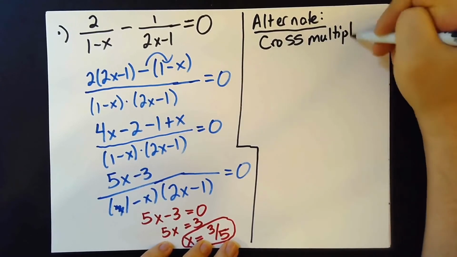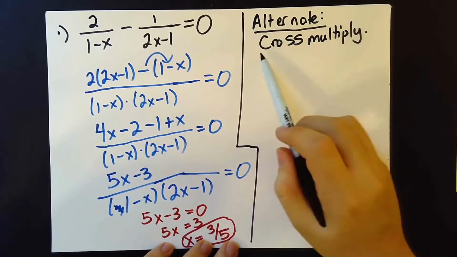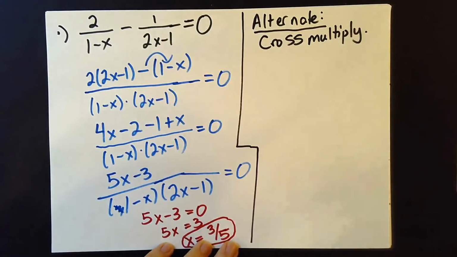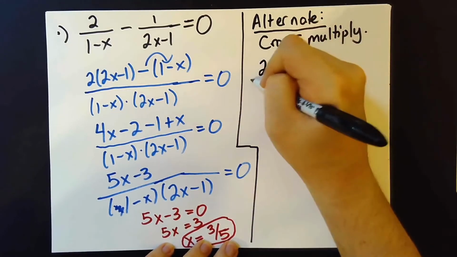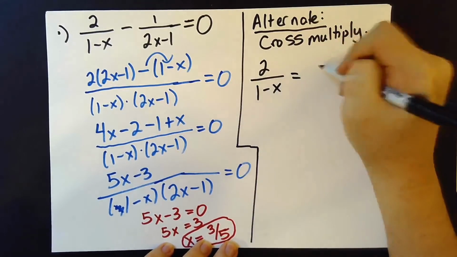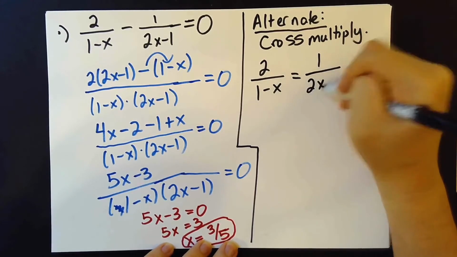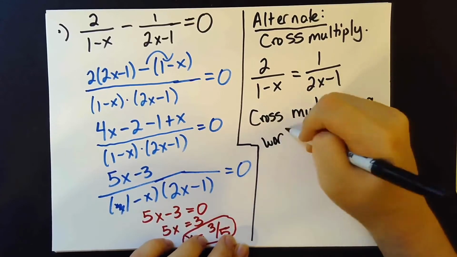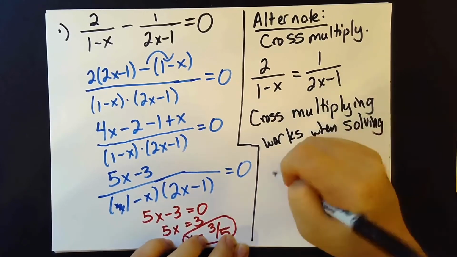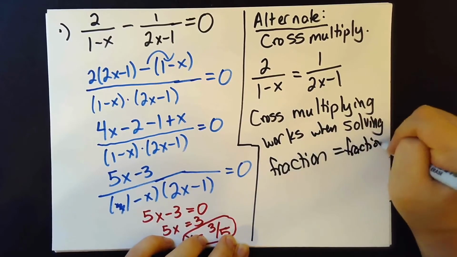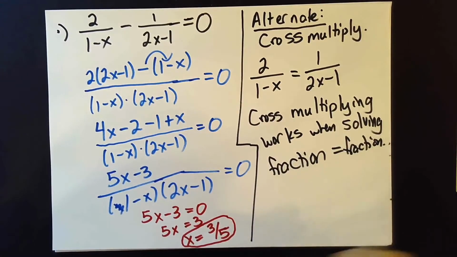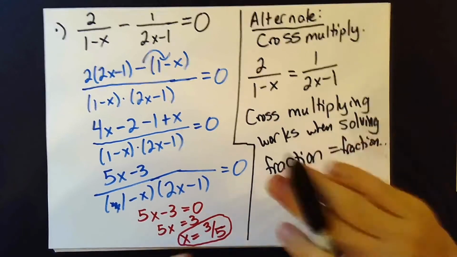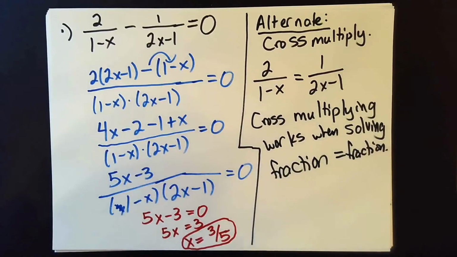Okay. So before I can cross-multiply, I actually want to rewrite this original equation as 2 over 1 minus x equals 1 over 2x minus 1. And so this idea of cross-multiplying, it actually works when you have a fraction equal to another fraction. In no other instance will it work. In particular, you have to be solving an equation to even think about cross-multiplying. So if you're simplifying, this isn't going to help.